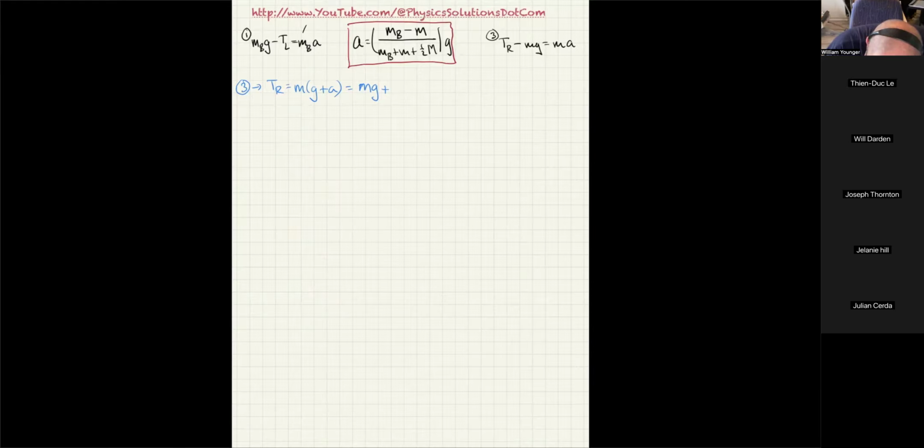So that's going to be M times MB minus M times M, that'd be M squared, divided by MB plus M plus 1 half of big M, and all of that times G. So now you see we have a common G. And of course, what I want to do is get a common denominator. So I'm going to multiply the left fraction, top and bottom, by MB plus M plus 1 half M, and carry out that arithmetic slash algebra.